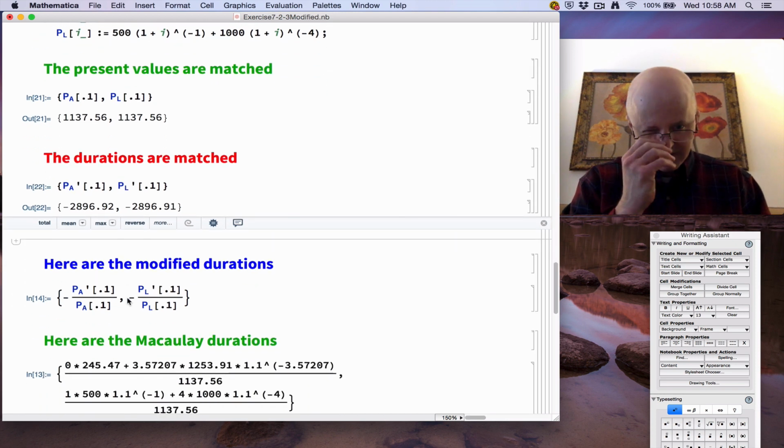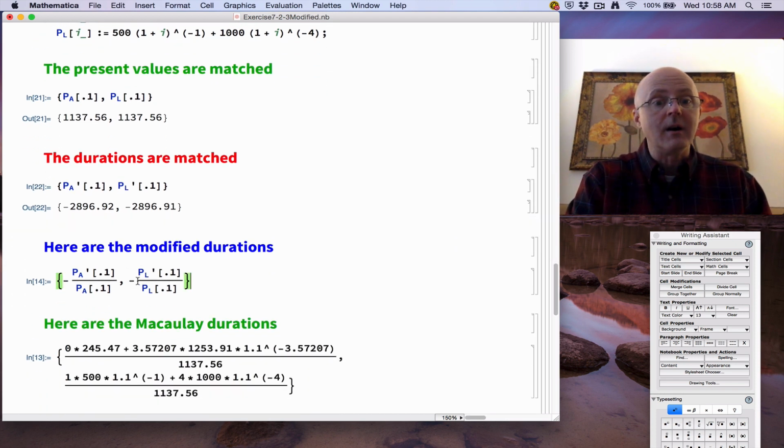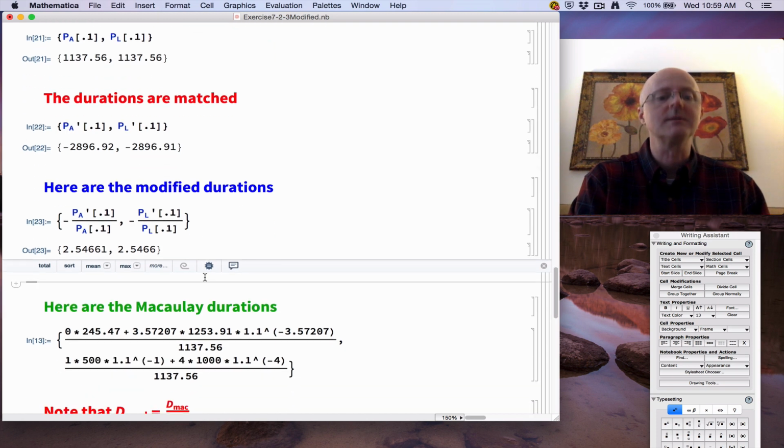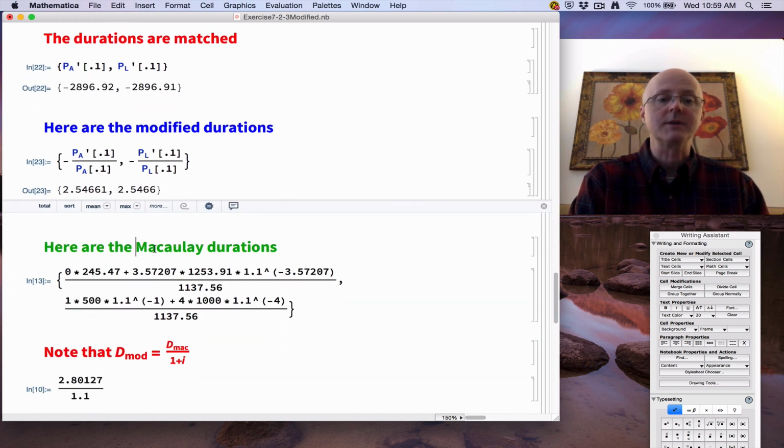Here are the modified durations right here. Recall modified duration is the negative relative rate of change, the derivative divided by the function with a negative sign in front of it, which is actually a positive quantity. Take the derivative, divide by the function, put a negative sign in front of it. For both cases, for both the assets and liabilities, we get the same thing. Again, very close.